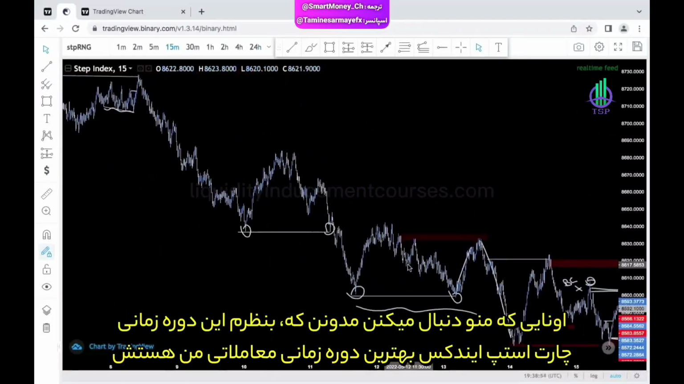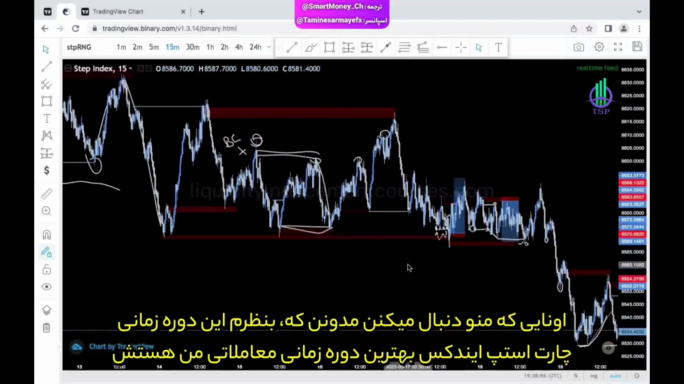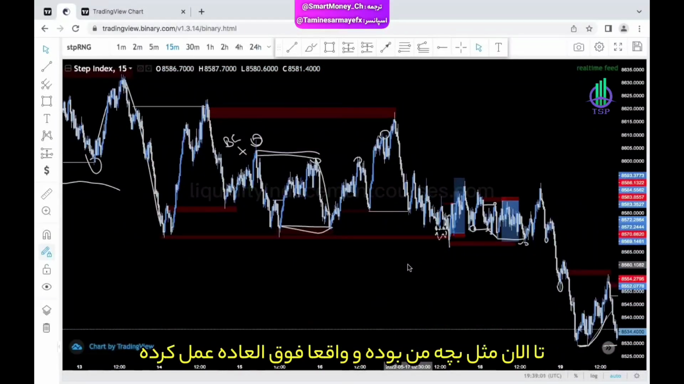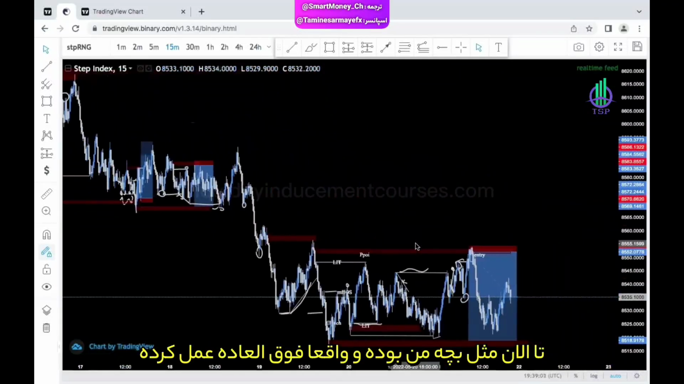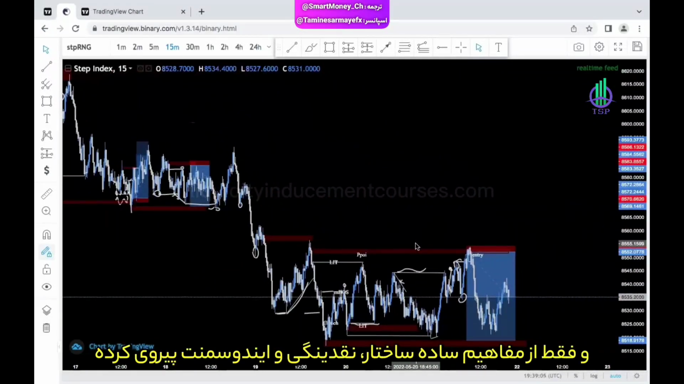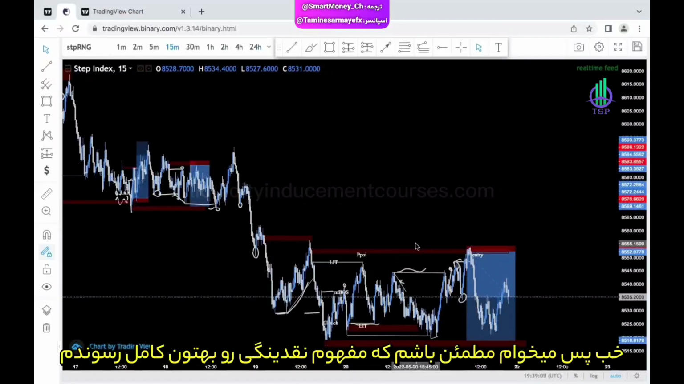For those of you who have been following me, I think this period has been my best time trading step index back to back. It has been my baby so far, and then it has been very amazing. Just following simple concept of structure, liquidity, and inducement. So I want to believe I've been able to sell the concept of liquidity for you today.